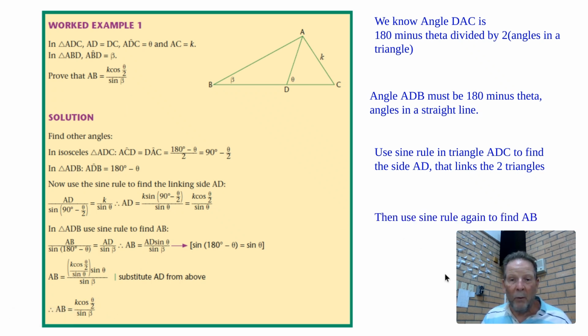Well, that was a little bit tricky. So we use the sine rule the second time, and then we take what we know AD is, right here, K cos theta over 2 divided by sine theta, and we substitute it in right there for AD. Put it in there. And there's your answer. The whole thing's done. That was a little hard one. We're going to try some different ones that aren't so hard in other slides.